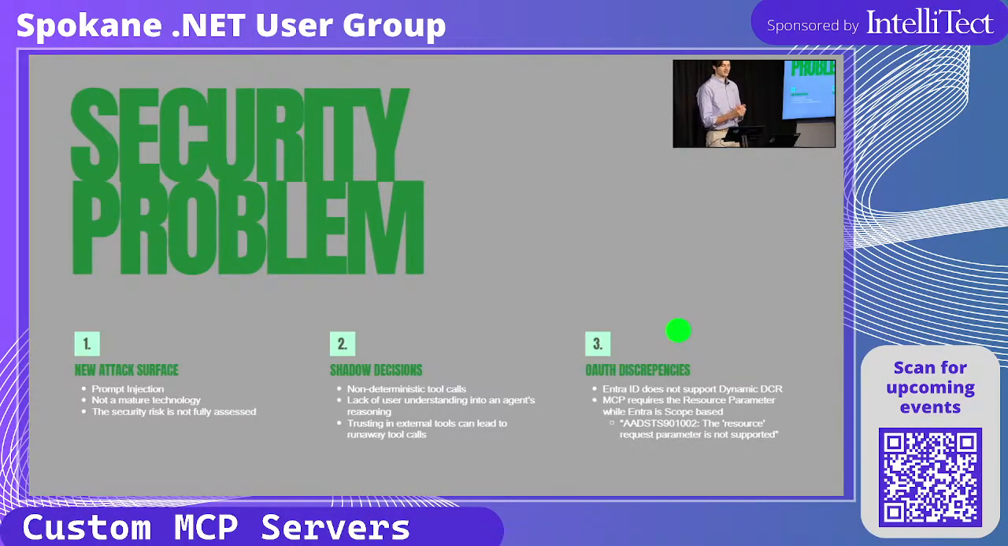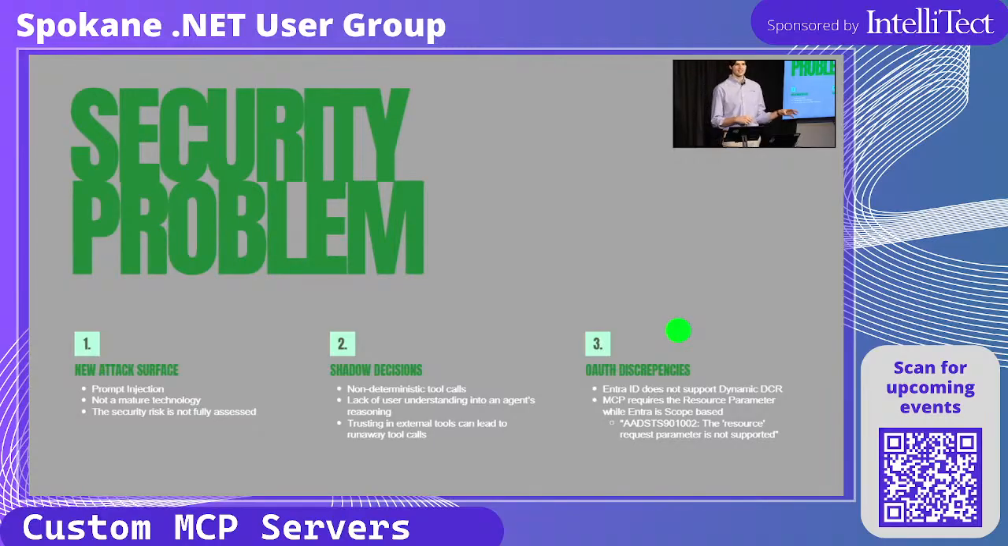Another problem is it's not a mature technology. So big news, we finally hit version 1.0 on the C# SDK last week. Congratulations to them. But it's still not a mature technology. The actual spec is changing about once a month. There was an authentication one that finally hit GA for the spec only 3 months ago. But they're still updating and changing those things. And the security risk really isn't fully assessed.